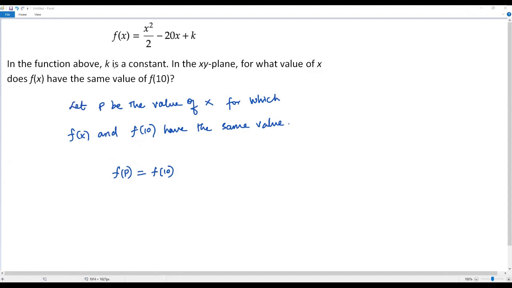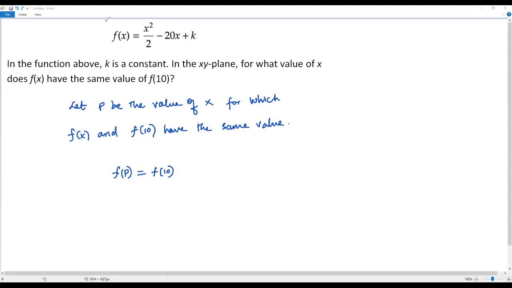Now let's consider the given function. Actually, it is a quadratic function. And what is the leading coefficient of this quadratic function? The leading coefficient is the coefficient of x squared. So here we have x squared over 2. It can be written as 1 over 2 times x squared. So the leading coefficient is 1 over 2, which is a positive value. Since the leading coefficient is positive, the graph of this quadratic function will be a parabola which opens up.